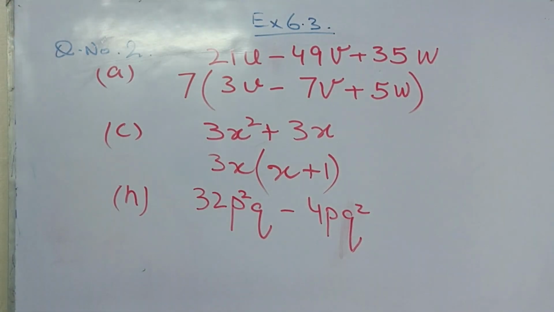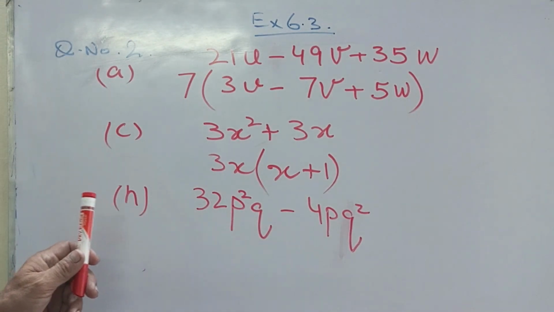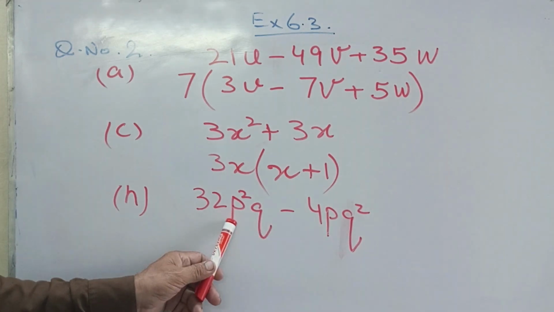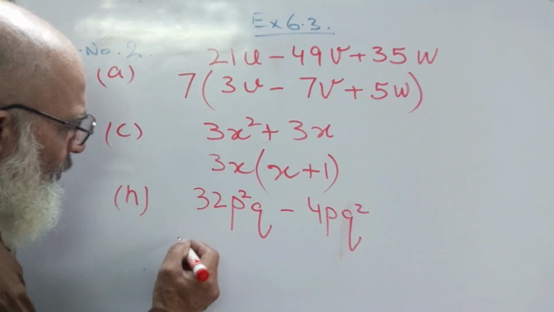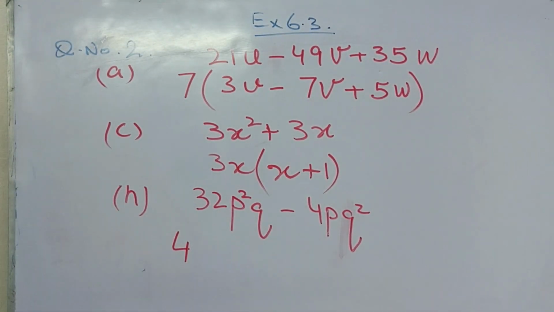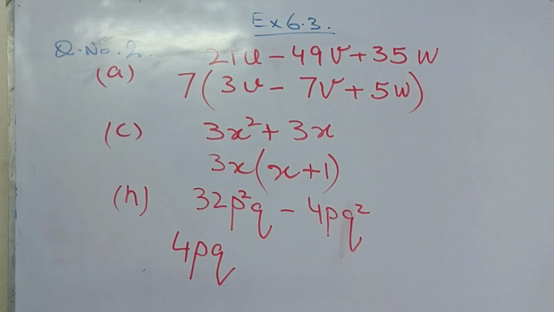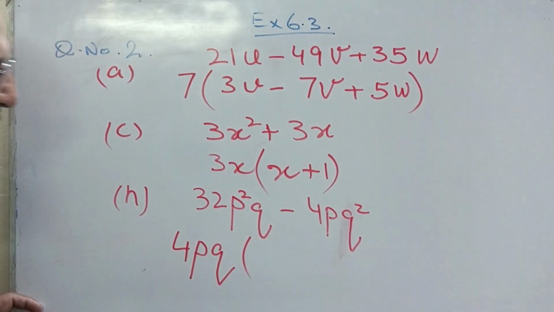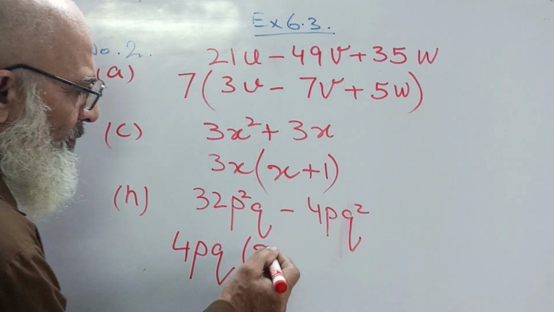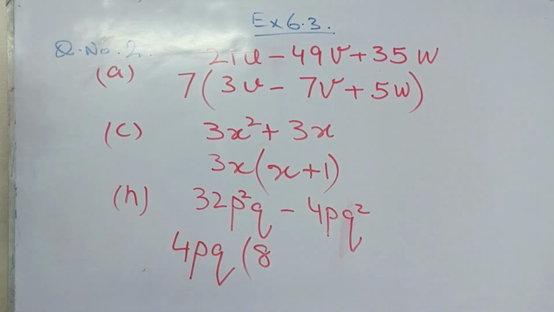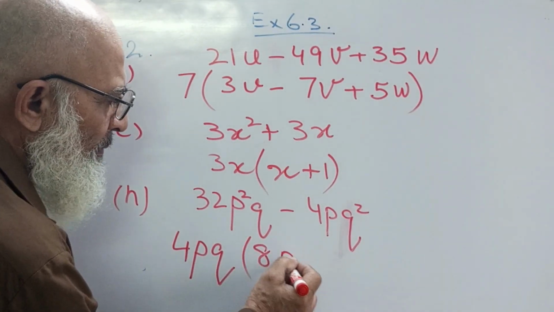See that 4 is common over here. This is a multiple of 4, 4 times 8 is 32. We have p common as well, and we have q common as well. So all the things we have to take common. First of all, I'll take 4 common out of it, then I'll take p common, then I'll take q common. So it will become 4pq, and within the bracket what will be left? It will be 8, since 4 times 8 is 32, and we have already brought 1p outside, so only 1p will remain inside.